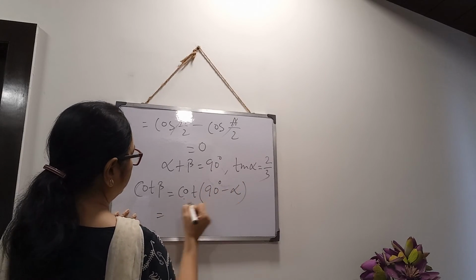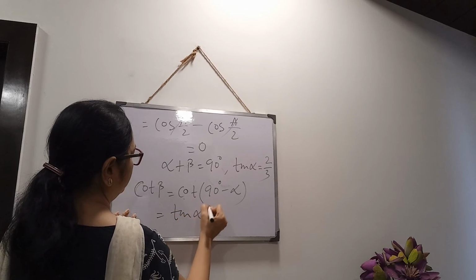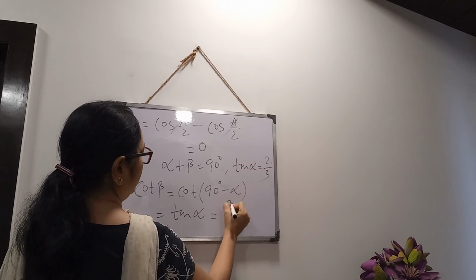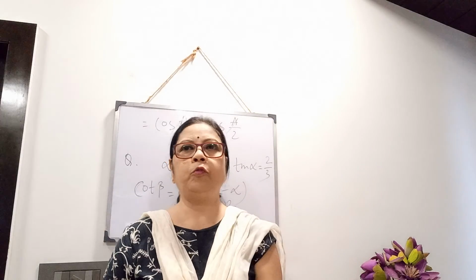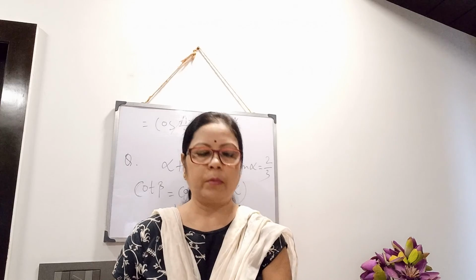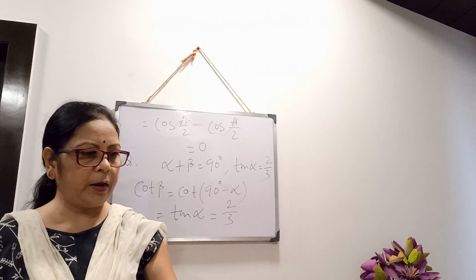Now cot (90 minus theta) means tan theta. We have got tan alpha, and the tan alpha value is given as 2 by 3. So cot beta is also 2 by 3. Clear? Now the next one we will get in the next video.